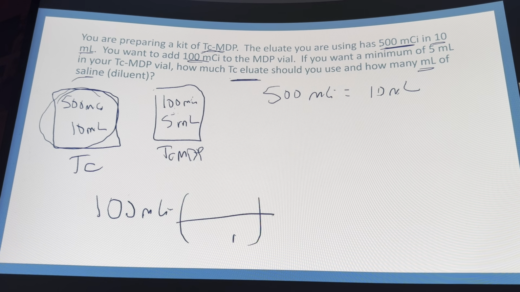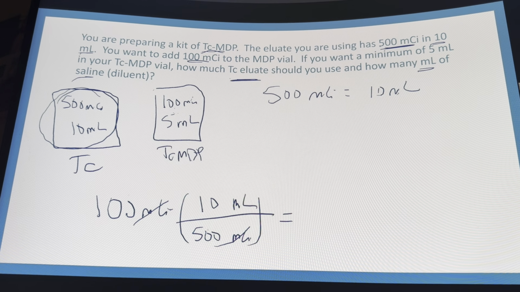So whatever's on top goes on bottom. I'll put my mLs on top. 500 millicuries is 10 ml. Millicuries cancel. 100 times 10 divided by 500, that's 2 mLs.